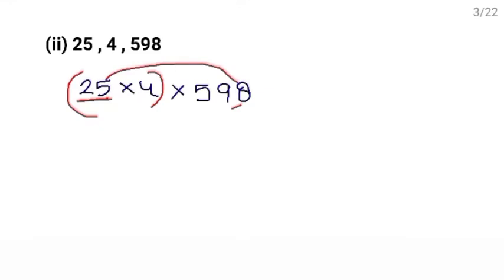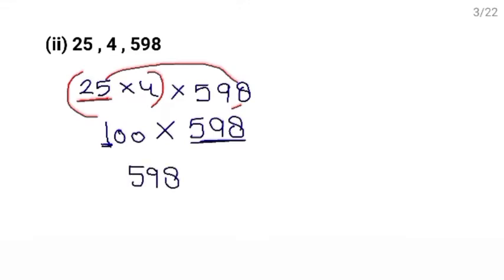Now 25 4s are 100 multiply 598. Now you can easily multiply this 598 by 1. 598 ones are 598. How many zeros were there? 2. So put 2 zeros. This is your answer. Next you want to multiply these three numbers.